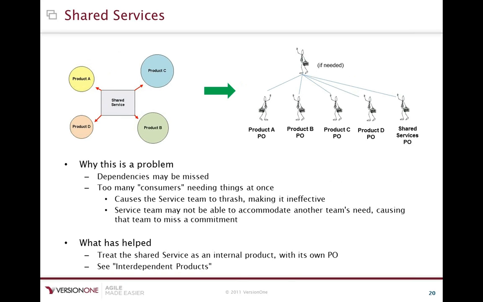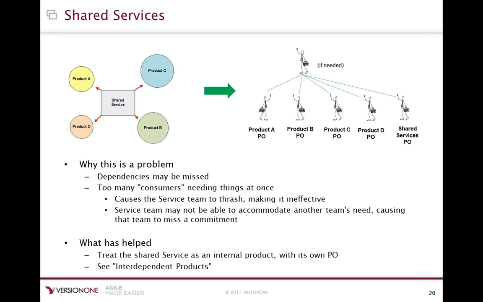Shared services is similar, but a little bit different. We still have the shared service in the middle on the left, and the 4 products pulling and stretching on it in all different directions. Here the shared service may not be producing a product or even a component, but there is something this group does functionally in the organization that is needed by these other organizations. For example, a database administration team, maybe a very small team that has to meet everybody's needs. Or maybe a user experience design team that serves everybody.